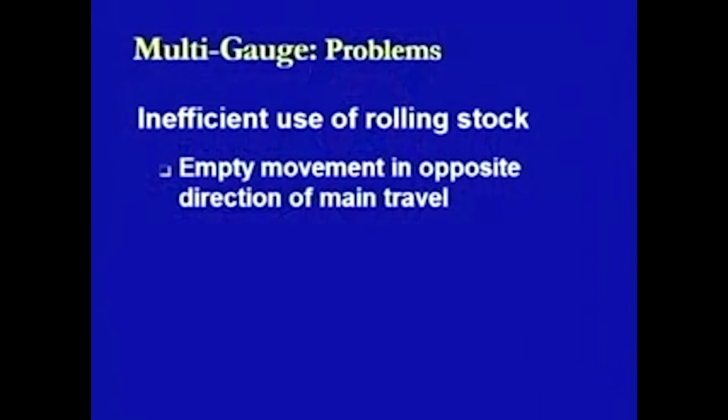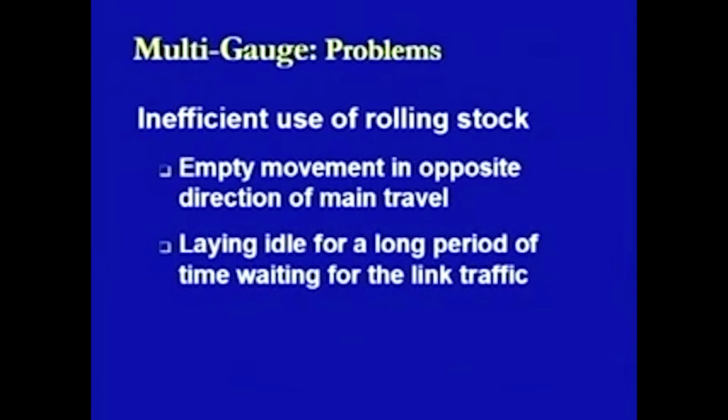So in that case, what may happen is that if we are interested in not having inefficient use and we think that we can transfer our train back to the origin point, then in that case it will be moving empty. That's another sort of inefficient use of the rolling stock, because we are not earning revenue. Now another case is that we are having the track which is lying idle for a long period of time because we are waiting for the traffic to come from the link line. If this is the case, then this is also termed as the inefficient use of the rolling stock.